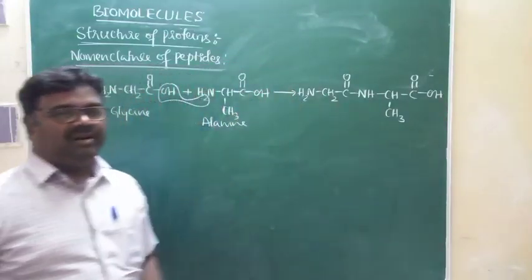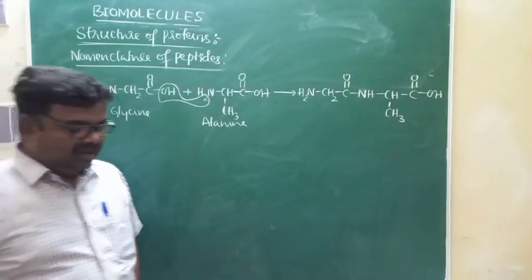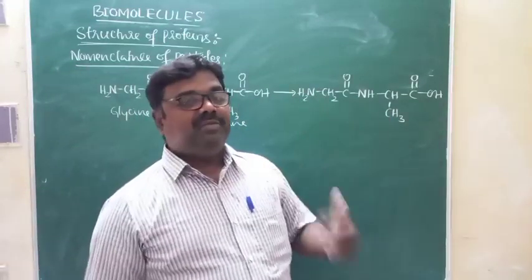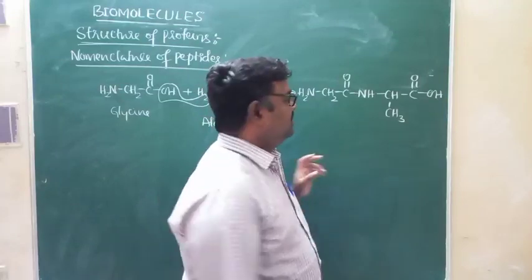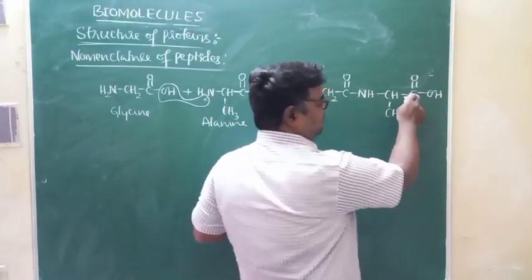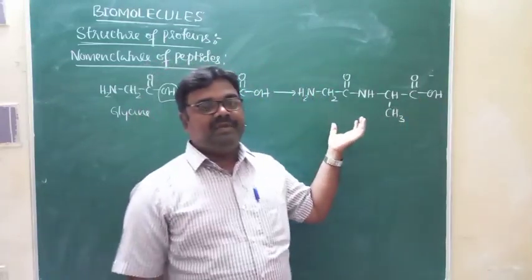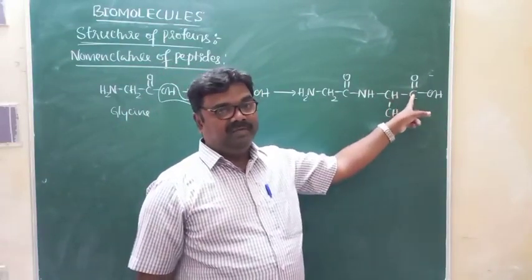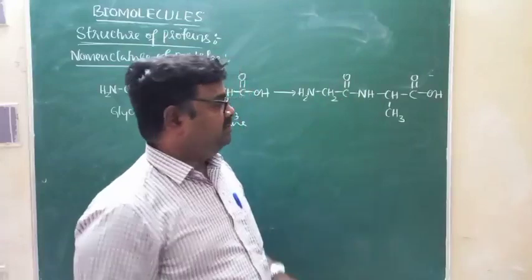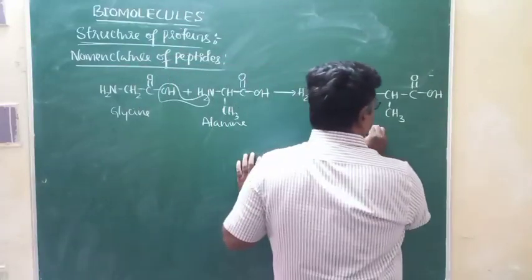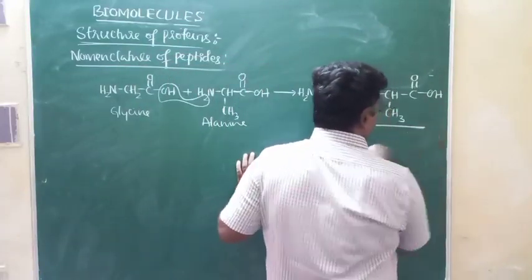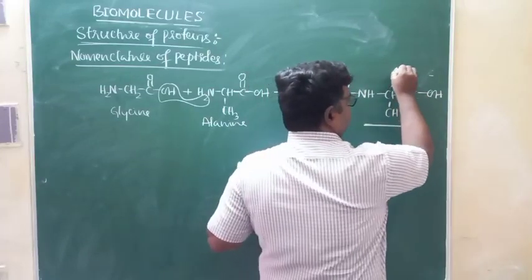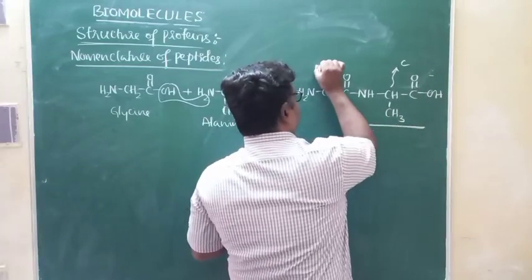How to name this particular dipeptide? That's the question. While naming dipeptides or peptides, the base name of the peptide is taken from the name of the amino acid at the C terminal. Look at this: in this particular peptide, the amino acid at the C terminal is alanine. This is the C terminal and this is the N terminal.